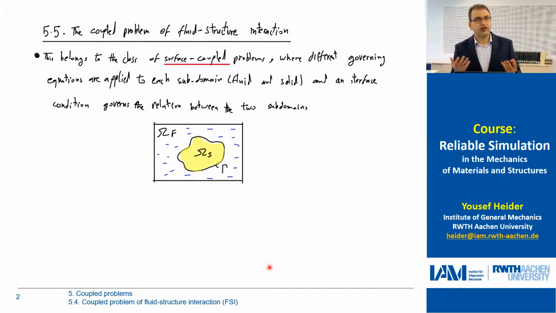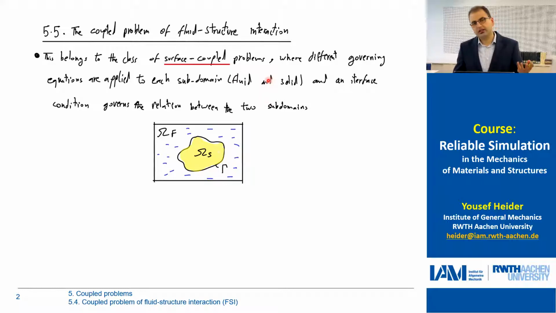So first, the problem of fluid structure interaction belongs in general to what we call the surface coupled problem, because we have a clear interface between, as we see in this picture, the solid subdomain and some kind of fluid subdomain. Each of these subdomains could behave differently, but they interact across this interface.